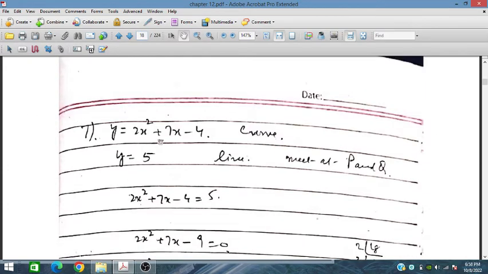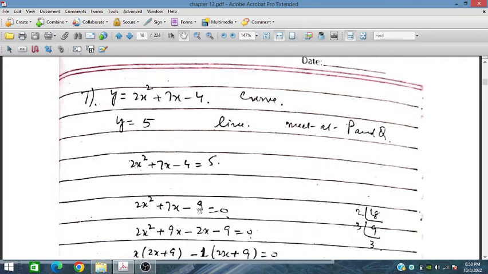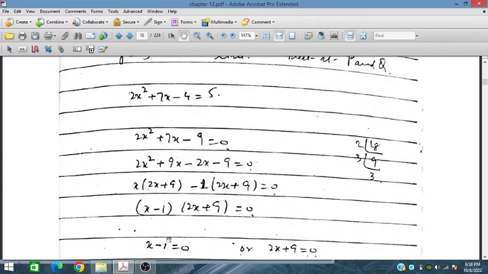Here the curve is given, the line is given, and this curve and this line meet at two coordinates, P and Q. So we have to find these coordinates P and Q. Both y's are equal. When this curve intersects this line, this value will be equal to this for this curve. So now we have obtained this.